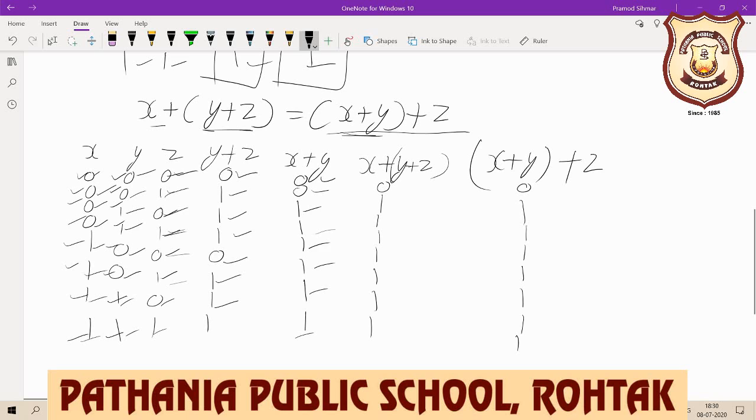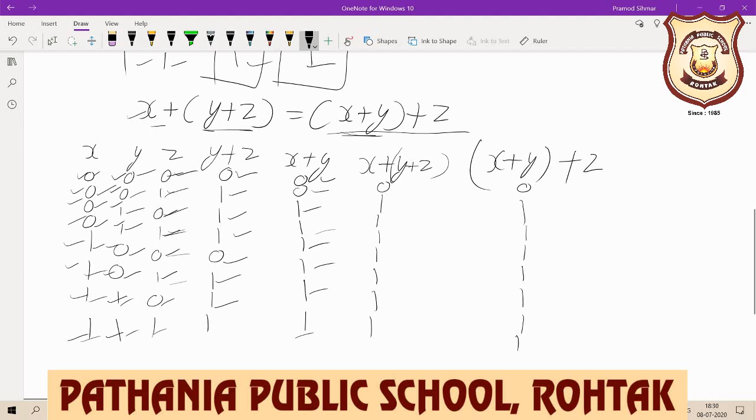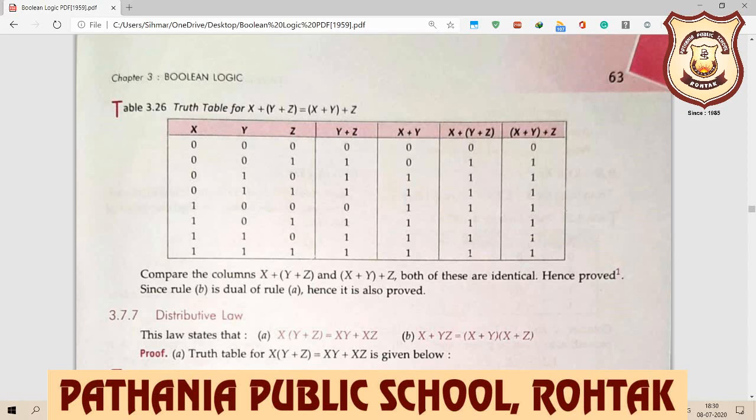Associative law is also proved that x plus (y plus z) is always equivalent to (x plus y) plus z. Clear everyone? So this is your associative law. So hence it proved x plus (y plus z) is equal to (x plus y) plus z with the truth table.